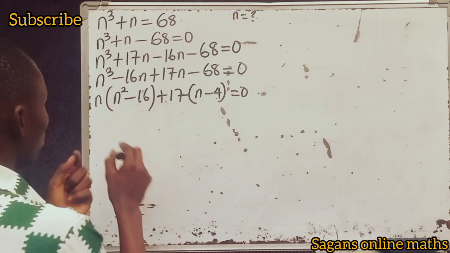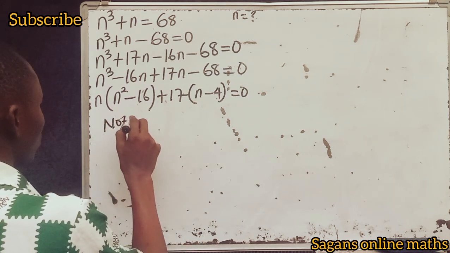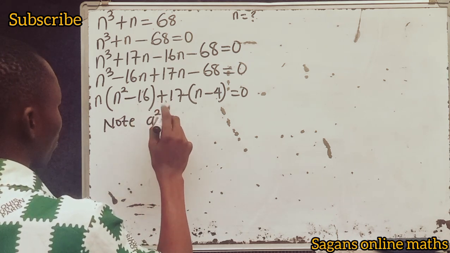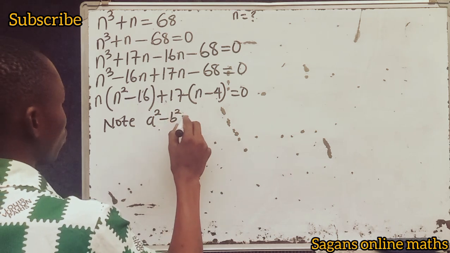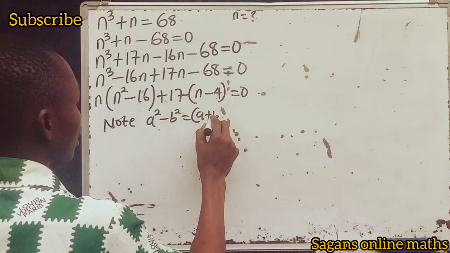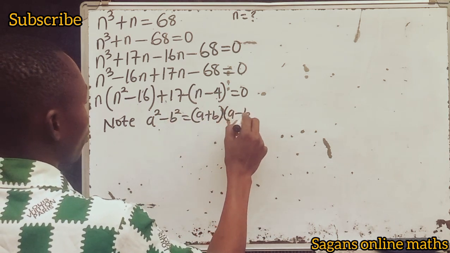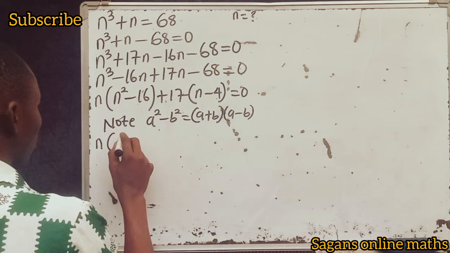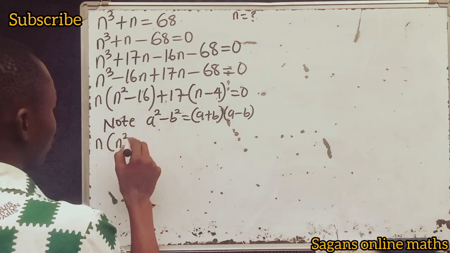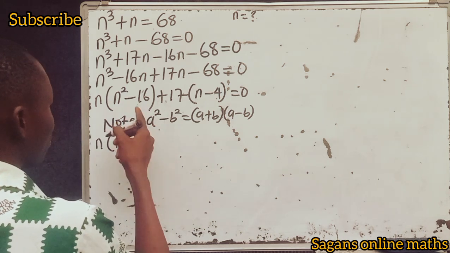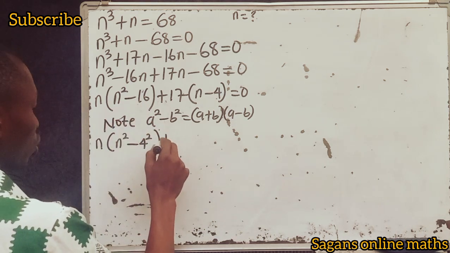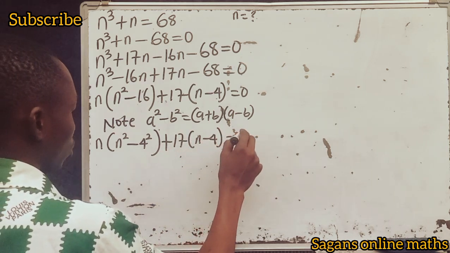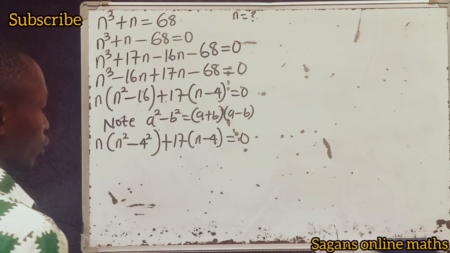Now from this parenthesis you can see that this is a difference of 2 squares. Note that a to the power of 2 minus b to the power of 2 is equal to a plus b into a minus b, because this is a difference of 2 squares. So this is n into n to the power of 2. We can put 16 in this form as minus 4 to the power of 2 represents 16. Okay, then plus 17 into n minus 4, all this equals 0. Wow, this is pocket genius, amazing.